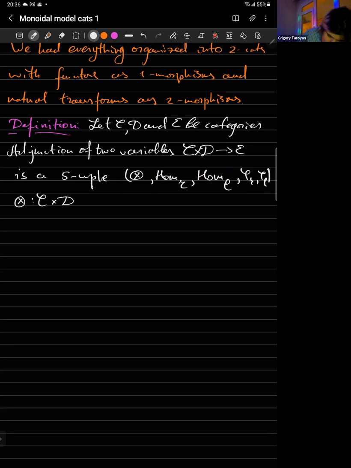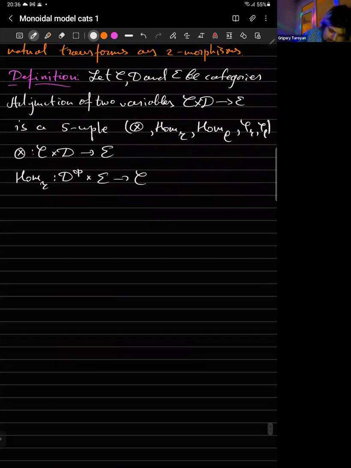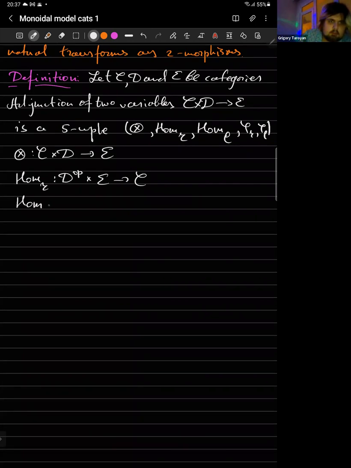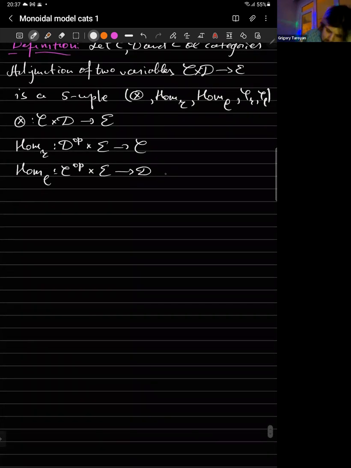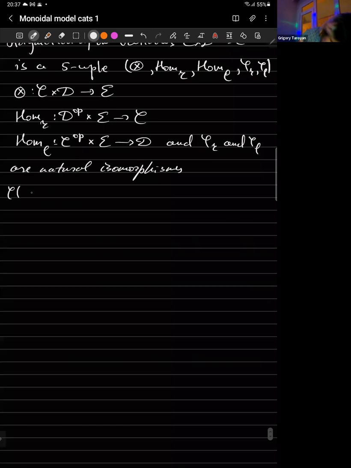So the tensor product is always a bifunctor from C times D to E. Home right is a bifunctor from D opposite times E to C. Home left is a functor from C opposite times E to D. And here phi R and phi L are natural isomorphisms in the following form.